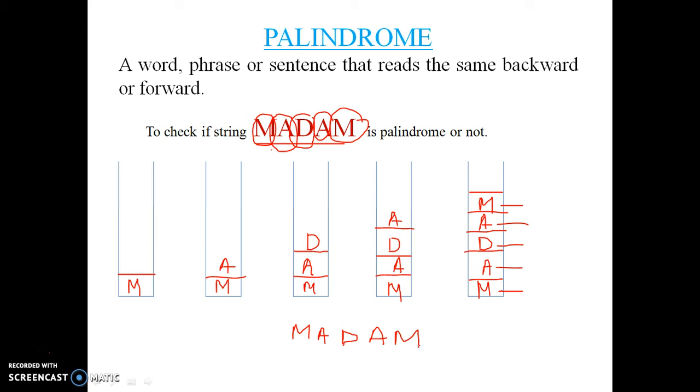As you can see, the original string is madam and the reversed string which we have got because of the pop operations is also madam. That means the original string and the reversed string are the same. So you can see that the string madam is a palindrome. So the concept is clear. If the original string and the reversed string are the same, then it's a palindrome. If the original string and the reversed string are not the same, then it's not a palindrome.